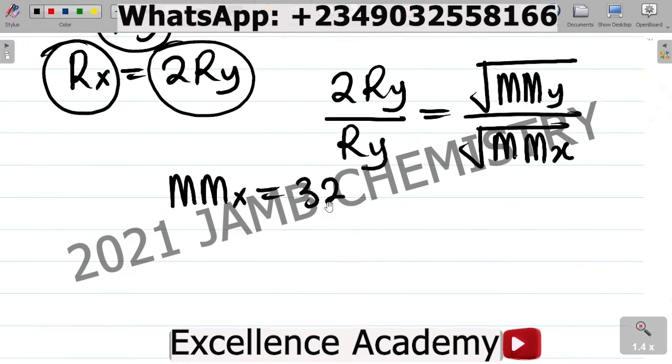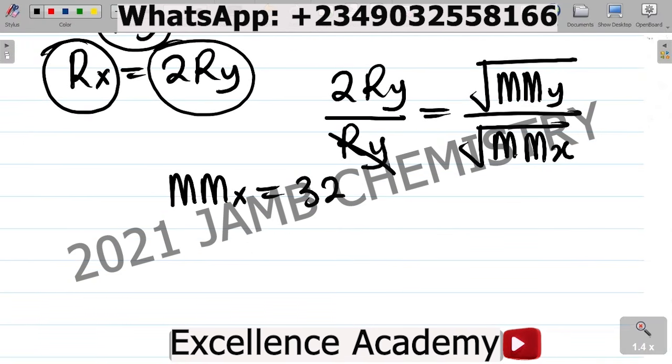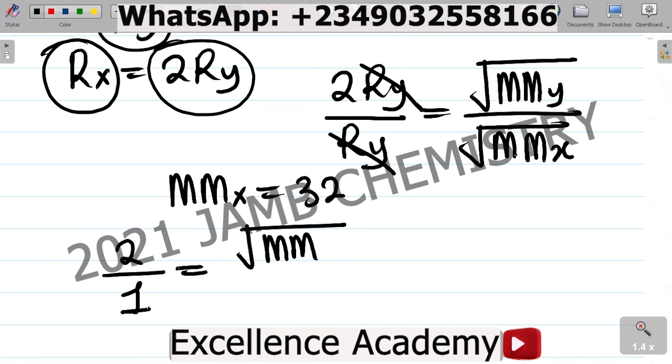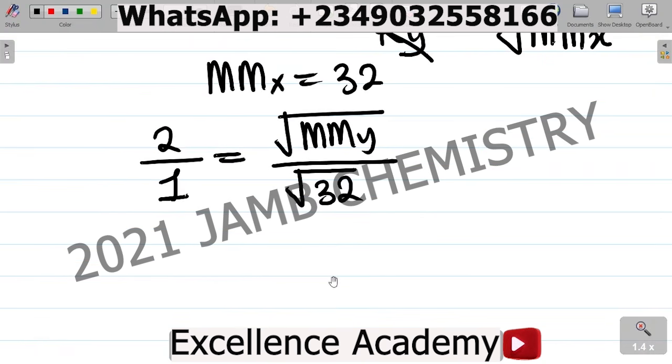Now, looking at this equation, you see that Ry will cancel Ry. So you're left with 2 all over 1 equal to the square root of the relative molecular mass of Y all over the square root of the relative molecular mass of X, which we got as 32. Let's solve this. Of course, cross multiply. This times 1 is itself, so you have the square root of the molecular mass of Y.